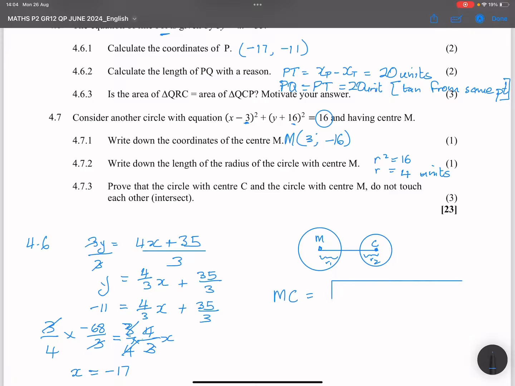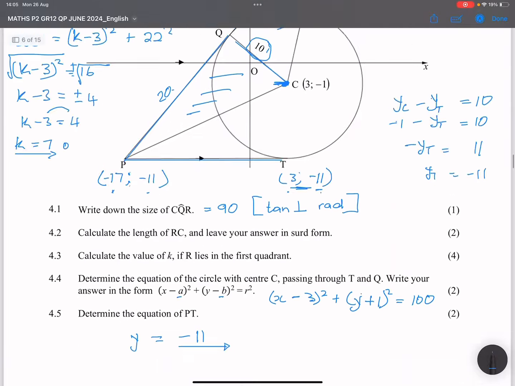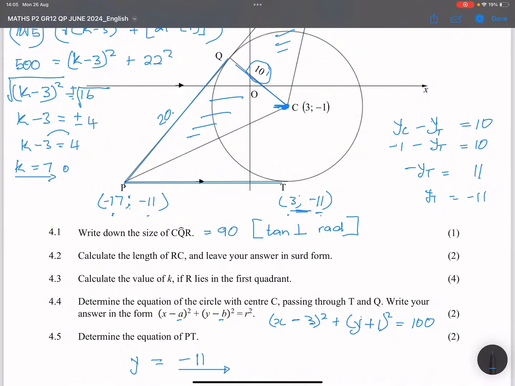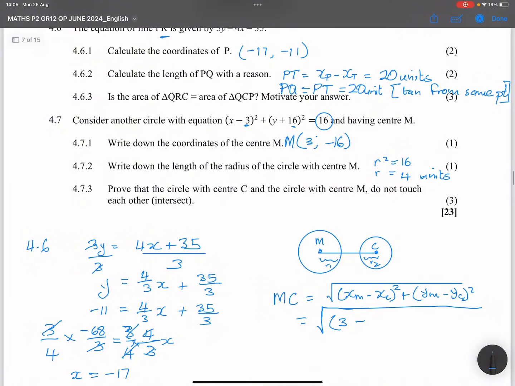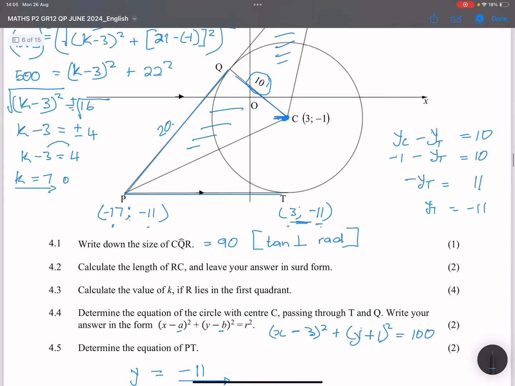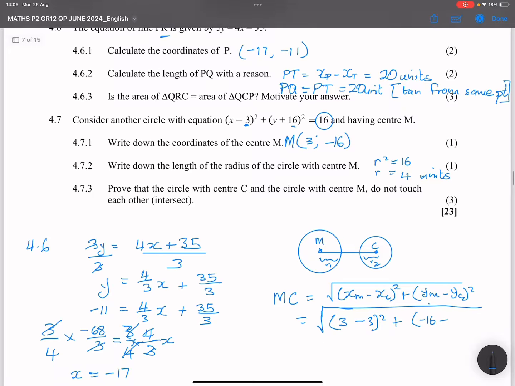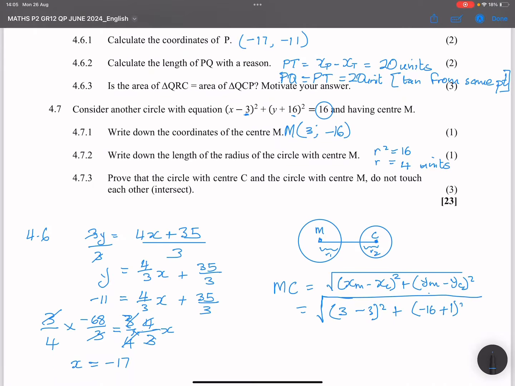So this is going to give us the square root of (xM minus xC) all squared plus (yM minus yC) all squared. Okay, so let's write that down nicely. The x value at M, we said this is 3, minus the x value at C, remember we said that's also going to be 3. So that's (3 minus 3) squared plus the y value at M, we said that's negative 16, minus the y value at C. Remember, our y value at C is negative 1. So that's going to be negative 16 minus a negative 1, which is plus 1, all squared.